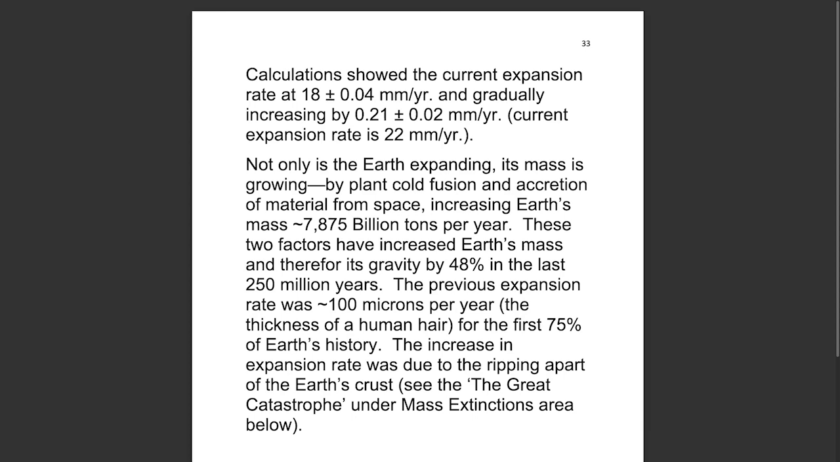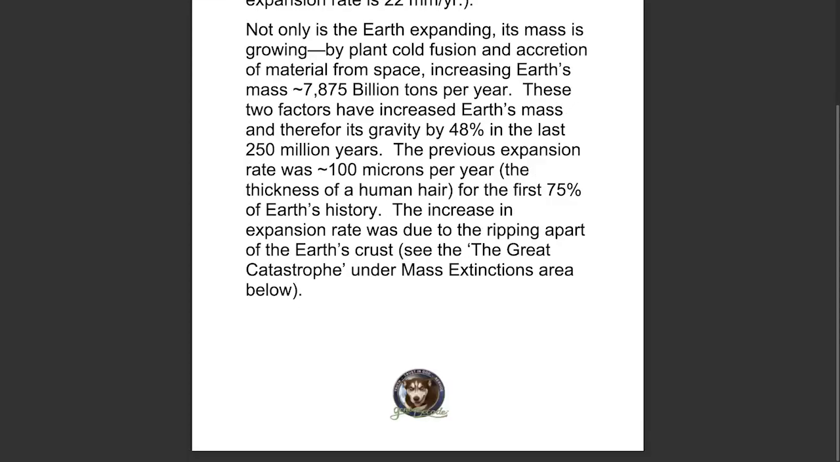Again, as you increase the mass, you increase the gravity, you increase the debris, and the size allows for greater plant growth, more accretion in both cases. The increase in expansion rate was due to the ripping apart of the Earth's crust, again referred to as the mass extinction, the third great mass extinction of the Great Catastrophe.